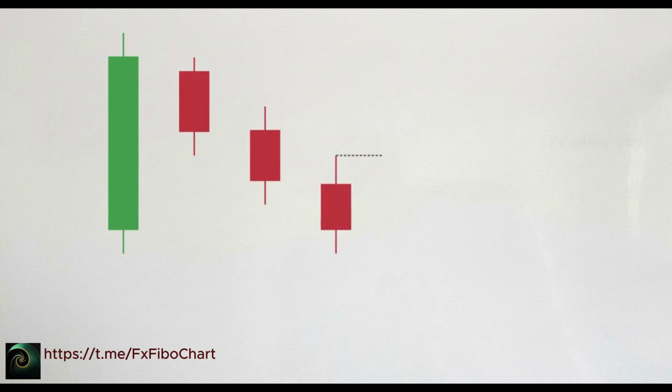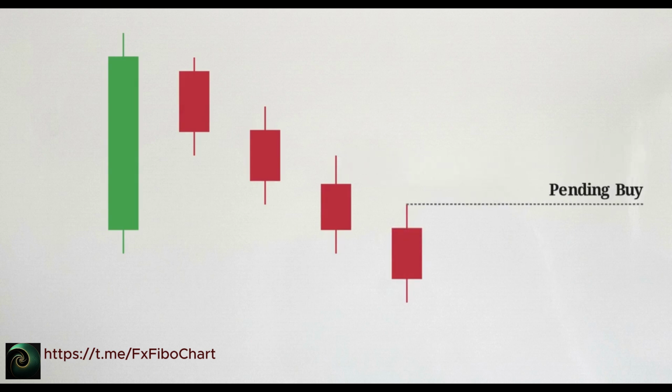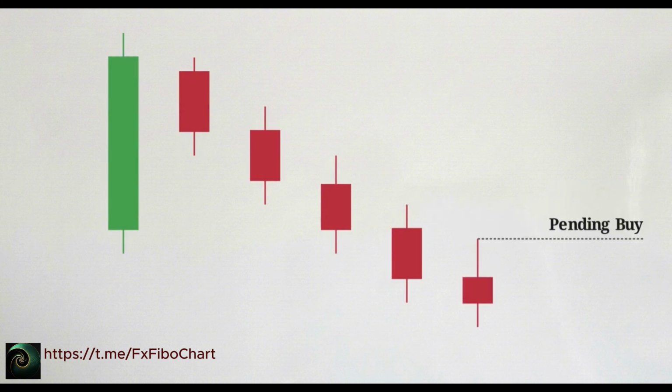On the micro level, we watch for a pullback to form. As these 3 red candles descend, we place a horizontal pending buy order exactly on the high of the current candle. If the next candle closes lower, the pending order shifts down to the new high. We repeat this for every bar. The trade triggers the moment the price reverses and pierces the high of the current tracking candle.